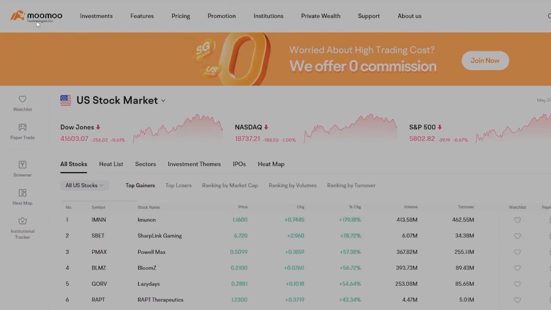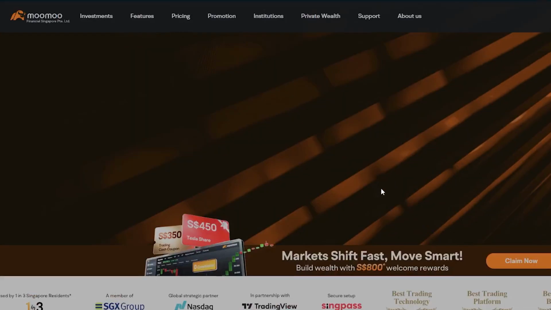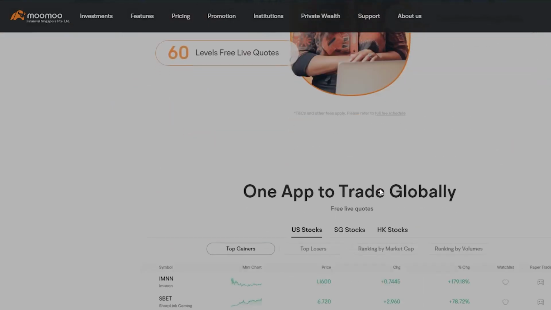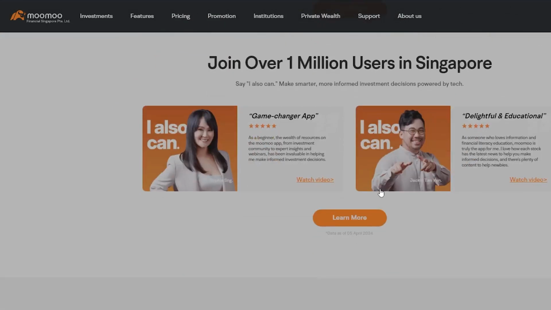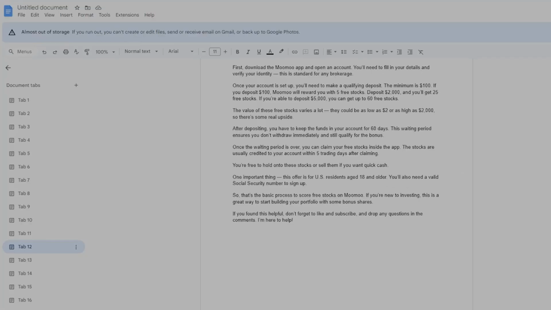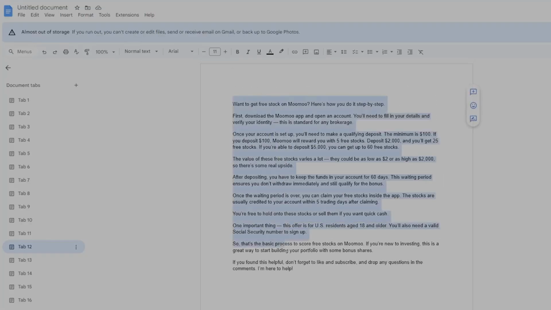After depositing, you have to keep the funds in your account for 60 days. This waiting period ensures you don't withdraw immediately and still qualify for the bonus. Once the waiting period is over, you can claim your free stocks inside the app. The stocks are usually credited to your account within 5 trading days after claiming. You're free to hold on to these stocks or sell them if you want quick cash.